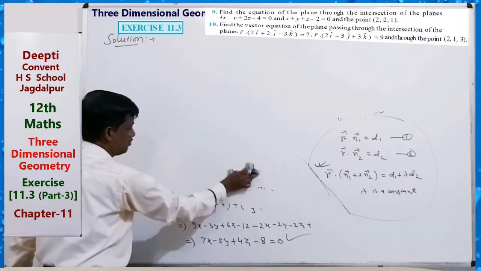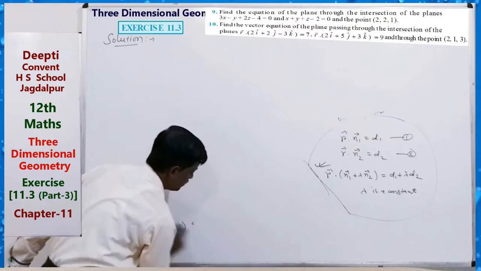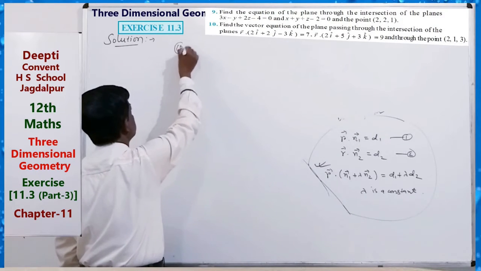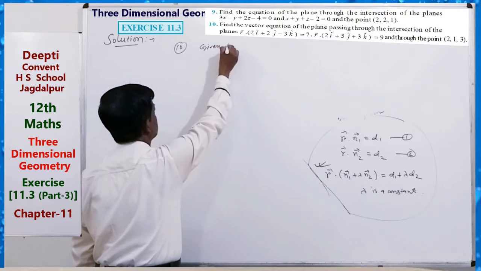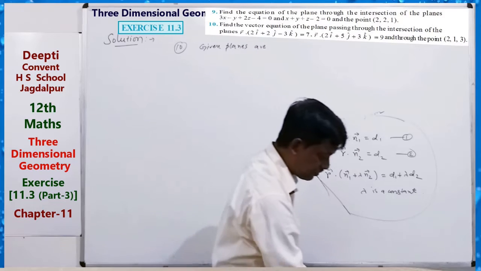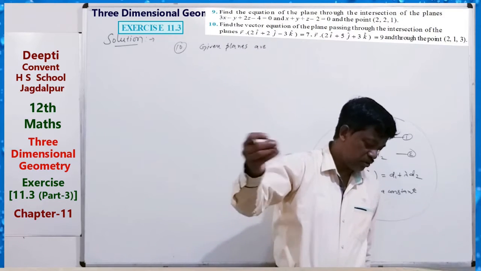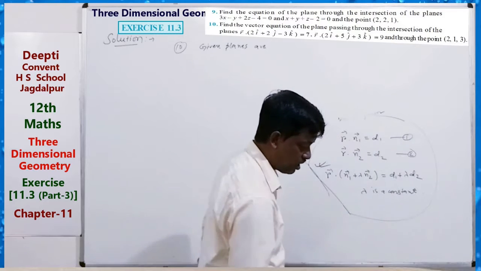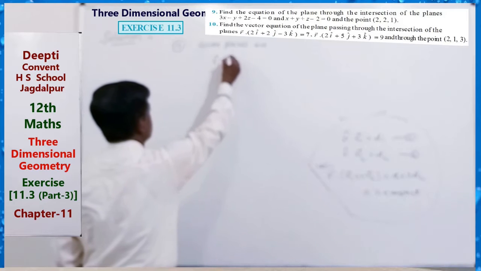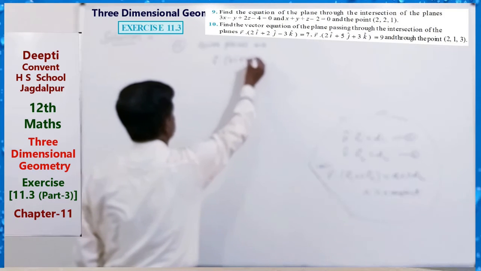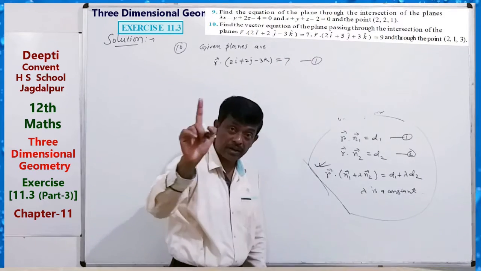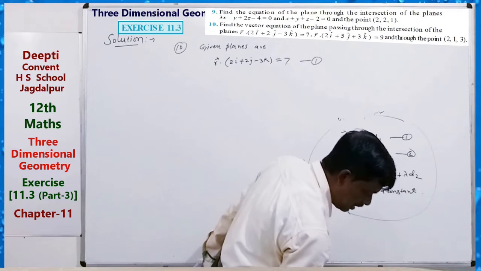Or in vector form, I will solve it very briefly. We'll just use this formula for question 10. The given planes are of the form r dot n equals d1. So first, r dot (2i + 2j - 3k) equals 7. This is the first equation in vector form.